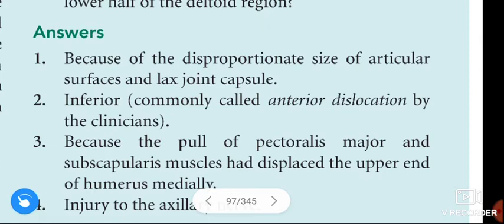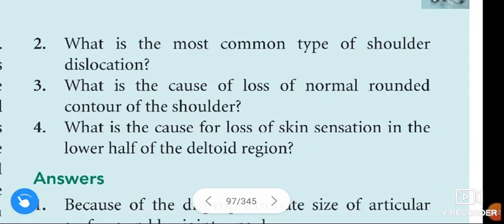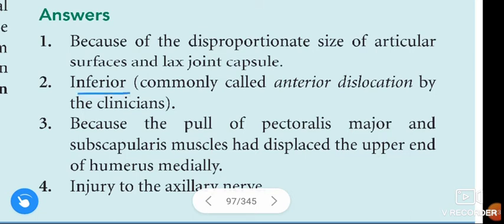Next, coming to the second question. What is the most common type of shoulder dislocation? Inferior, commonly called anterior dislocation by the clinicians. Inferior dislocation is the most common in shoulder joint dislocations, and the clinicians call this anterior dislocation.